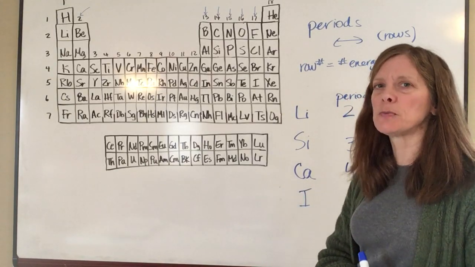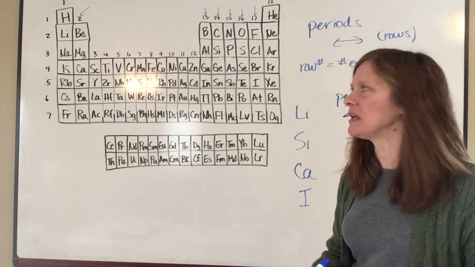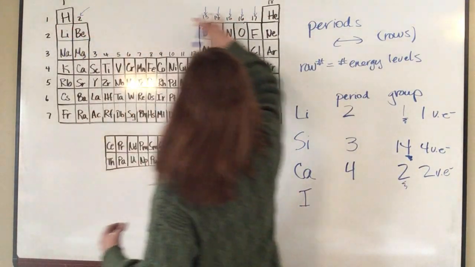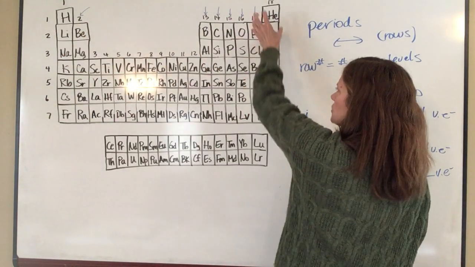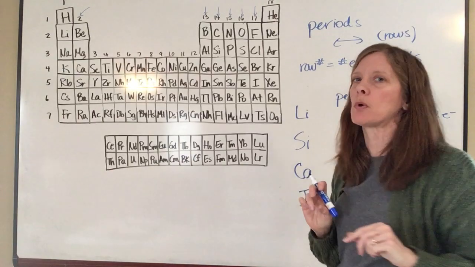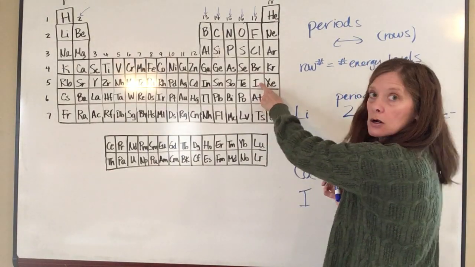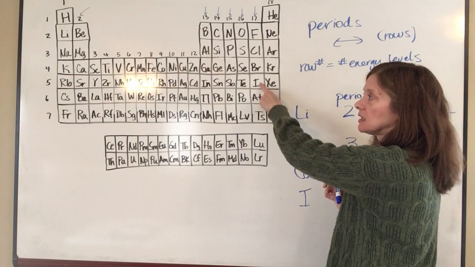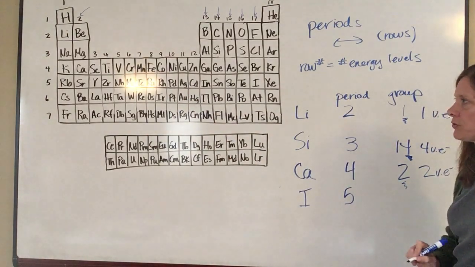Now, iodine is a little bit further down on the periodic table, so if I give you an element and you don't see it right away, scan the top 2 or 3 rows, then go down these 2 columns and down these columns right here, because that's more than likely where you're going to find it. Okay, iodine is right here on the periodic table. What period is it in? Yep, period 5, because it's in the 5th row.